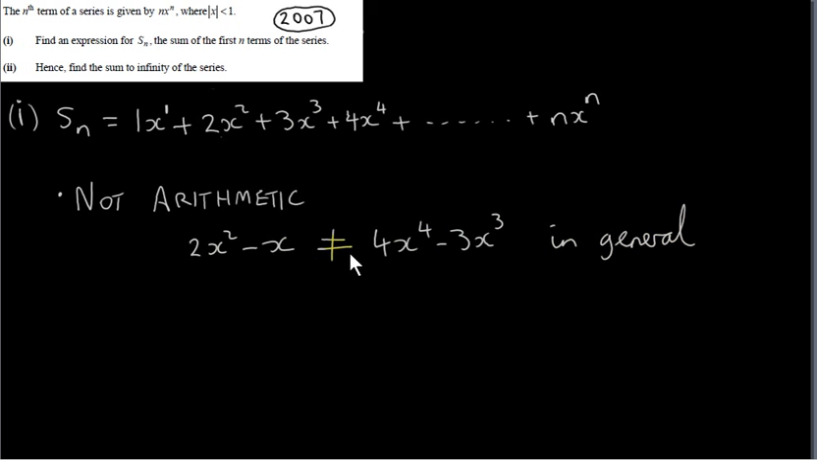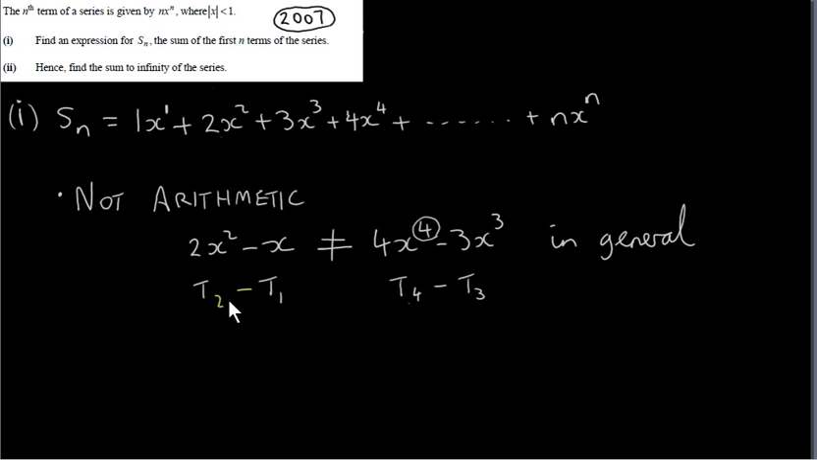For some values of x, 2x squared minus x will equal 4x to the power of 4 minus 3x cubed, but for most values of x, these two expressions are not equal. As a matter of fact, there are at most 4 distinct solutions to this, because the highest power of this polynomial is 4. But in general, for most values of x, t2 minus t1 is not equal to, say, t4 minus t3. So that proves that the series is not arithmetic.